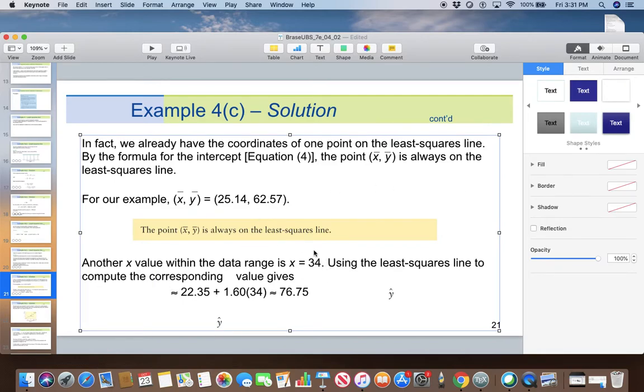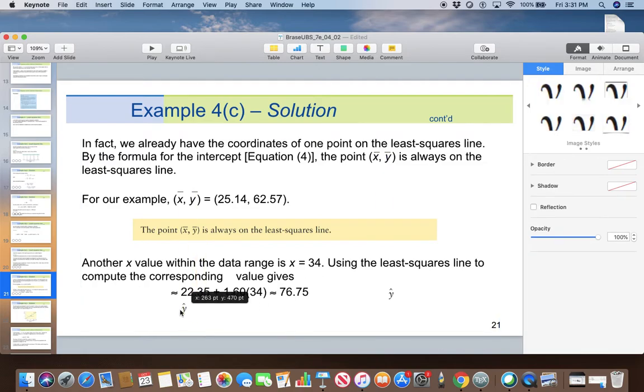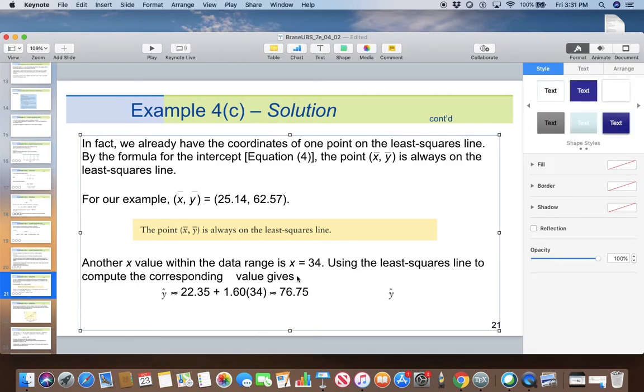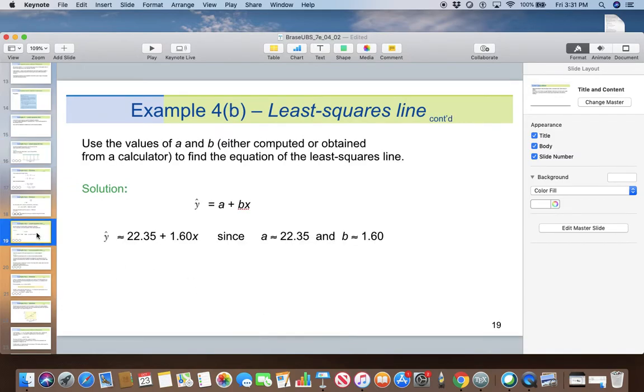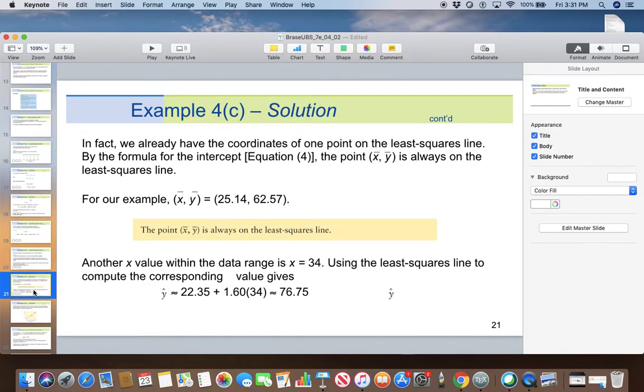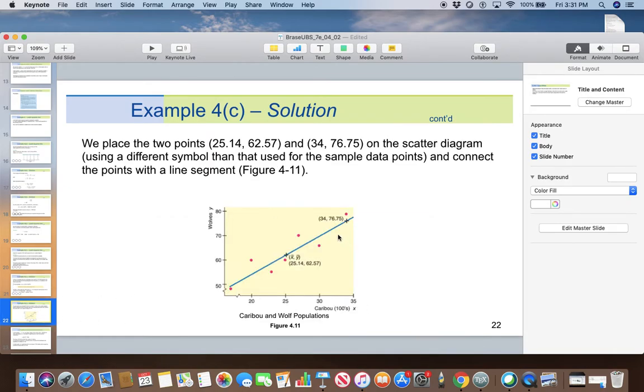Another x value, take some x equals 34 and use the y hat equation, plug in x equals 34. Why did we choose 34? Look at our table. 34 is here, you see. It's one of these. So plug in x equals 34 in your least squares line equation. You get an approximate y value. Use that with 34 and your x bar, y bar and join the line.